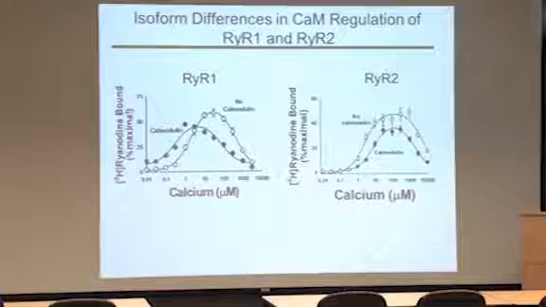For RYR1, again, we see ryanodine binding, so if you increase ryanodine binding, you increase the opening of the channel. As a function of calcium concentration, you get the bell-shaped calcium dependence in the absence of calmodulin. With calmodulin, you see increased binding at low calcium and decreased binding at high calcium. So calcium-free calmodulin seems to activate the channel. Calcium-bound calmodulin inhibits the channel. For RYR2, you only get channel inhibition with calmodulin.